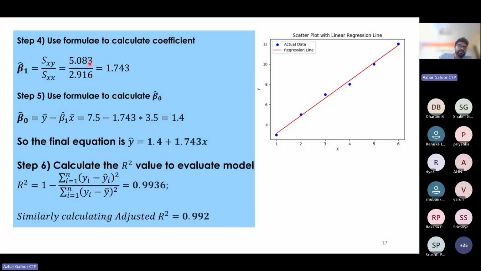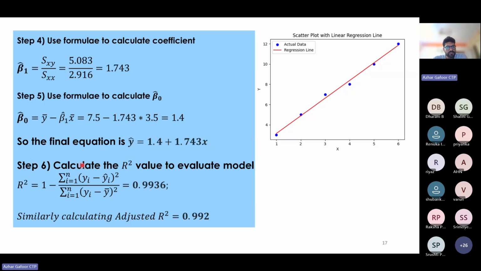Then we have to find beta 1 and beta naught. For beta 1, the formula is Sxy divided by Sxx. So we get 1.743. And for beta naught, we have the formula y bar minus beta 1 into x bar. And we find the beta naught. So the final equation is y equal to beta naught plus beta 1 x.